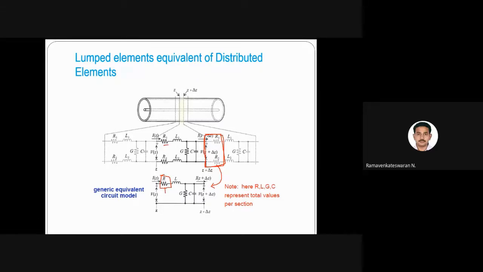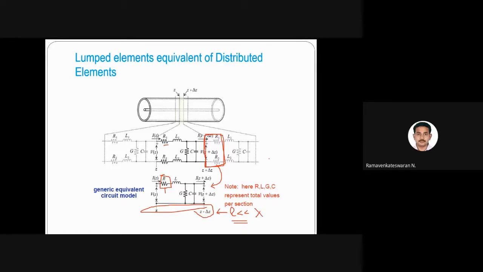So the idea is that I'm going to break this, not physically, but virtually, and try to make the smallest section in such a way that these R, L, G, C are constant for that section. The size of the section will be taken such that, as I told you in the last class, the length is very small compared to the wavelength, so that the transit time effect and distributed components can be avoided. So I can write the equivalent models.